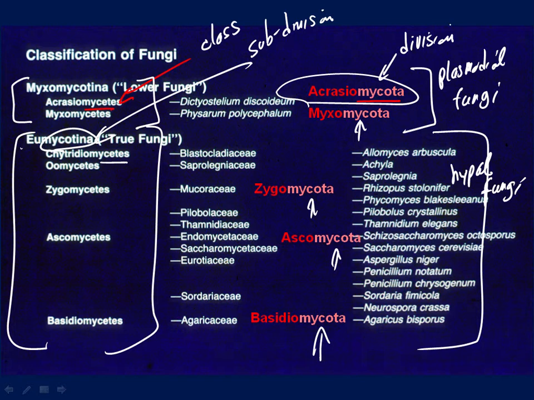But as I say, we're not going to follow that classification. We're going to use the one on the right at the division level. We're going to call these groups the Acrasiomycota and the Myxomycota. Those are plasmodial ones. They do not have filamentous bodies. And then the Zygomycota, the Ascomycota, and the Basidiomycota, and those are the ones that are more filamentous or hyphal. We're going to start with the Zygomycota in a minute after a little more introduction, and we're going to go down and do Ascomycota and Basidiomycota, and then we're going to come back and talk about Acrasiomycota and Myxomycota just before midterm.